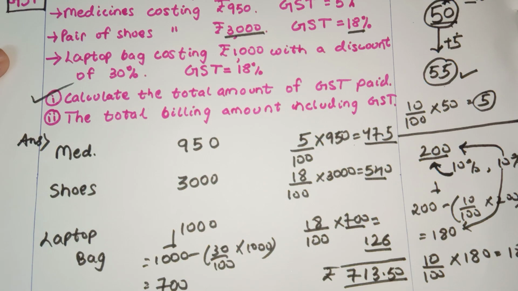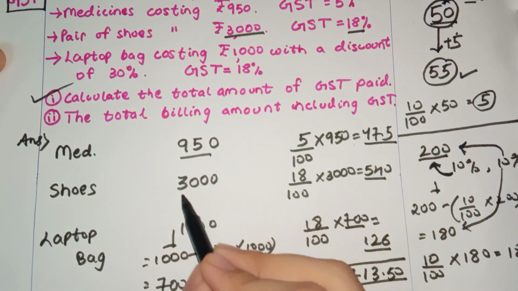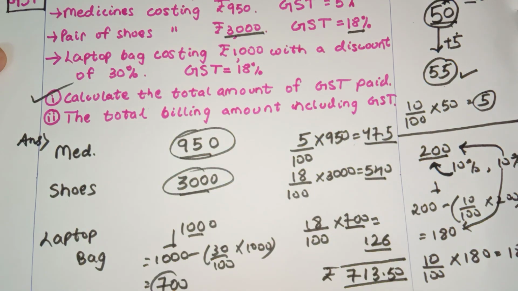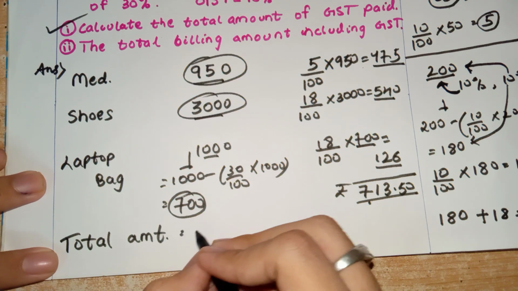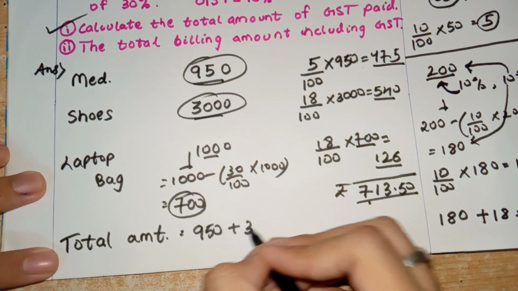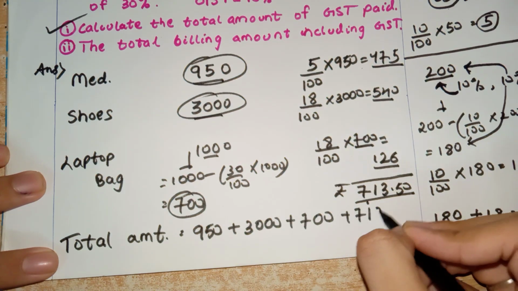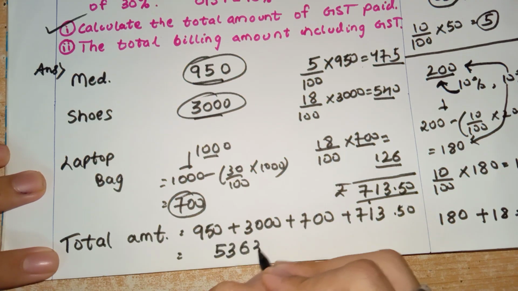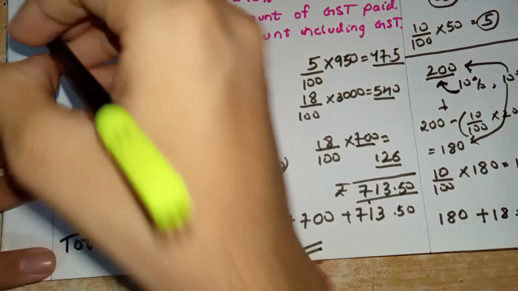Now for the second part, the total billing amount. So what is the total billing amount? The total billing amount includes the price we pay to the shopkeeper plus the GST. So the total final price is 950, 3000 and 700 plus the GST. Total amount here is 950 plus 3000 plus 700 plus 713.50. Now on adding this we get 5363.50. So this is the final price Mr. Bedi pays.